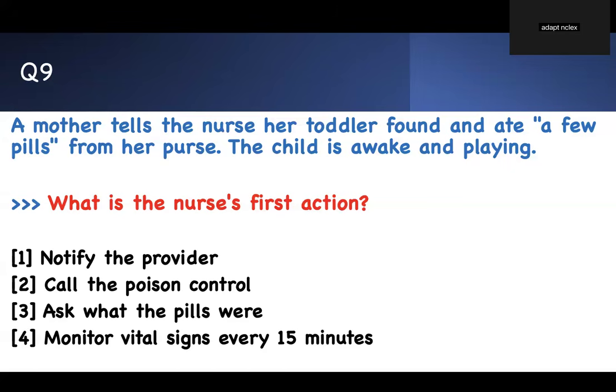Therefore, calling the poison control, they're going to ask you what medication the patient took. Calling the air care provider is going to ask you, do you know what the medication the mother was taking and the kid took? You see how they connected? Ask what the pills were, and then you can treat it. You can't fix the problem if you don't know what the kids took. Number 3 is your right answer.